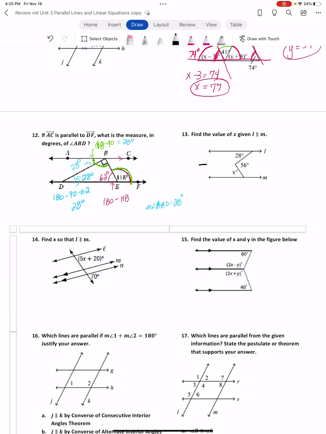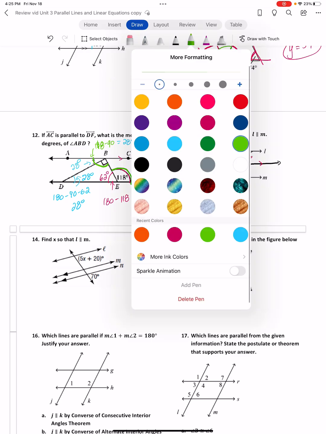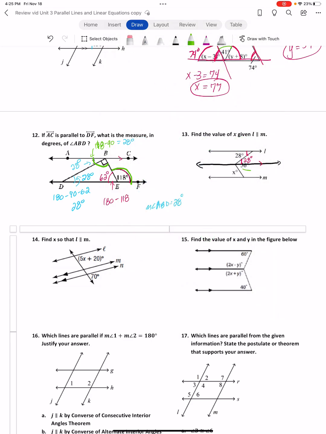Next one. First thing I do is I split this into two problems. I know if this angle right here is 28 and these lines are parallel, because it's an auxiliary line, this is also 28 degrees. Knowing that, I also know that this is going to be 56 minus 28, which is 28 degrees. If I know this is 28 degrees, then I know this angle X right here is also 28 degrees. So that was that one.